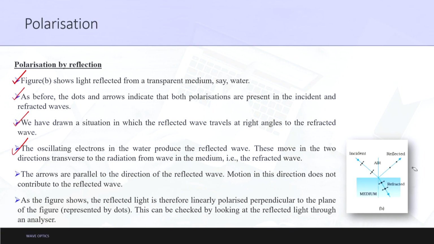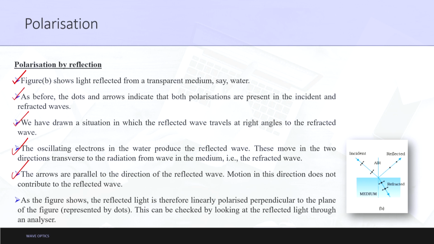Okay. The arrows are parallel to the direction of the reflected wave, quite evident. Motion in this direction does not contribute to the reflected wave. So anything which is happening in the reflected wave or refracted wave won't happen in the other case. If it is happening in the reflected wave, it won't happen in the refracted wave, and if it is happening in the refracted wave, it won't happen in the reflected wave.